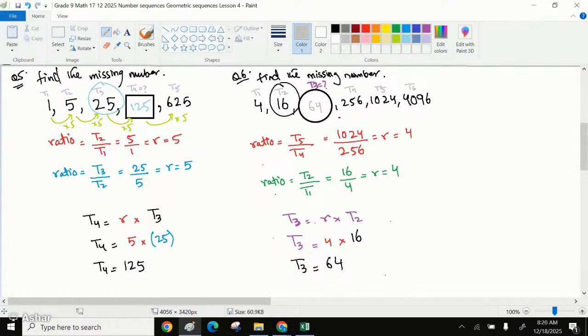The sequence in this case becomes 4, 16, 64, 256, 1024, and 4096. That is the complete sequence, okay? Let's move on to the next question and see.